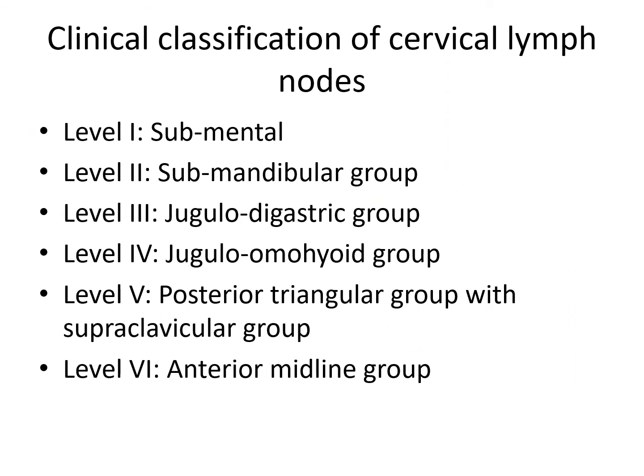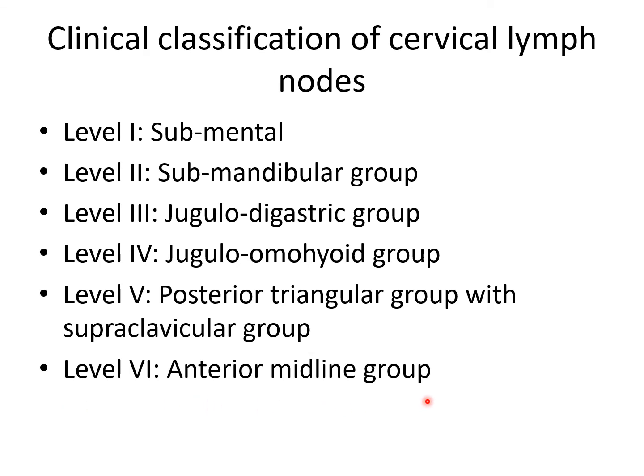The surgeons classify the lymph nodes in the neck into the following levels. When operating to remove a malignant lesion, it is important to understand the patterns of spread of these lymph nodes. Level 1 is the submental group, level 2 is the submandibular group, level 3 is the jugulo-digastric group, level 4 is the jugulo-omohyoid group, level 5 is the posterior triangle group with the supraclavicular group of lymph nodes, and level 6 is the anterior midline group.